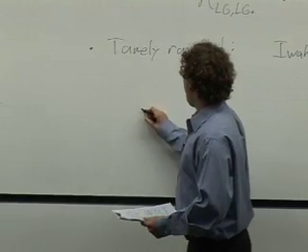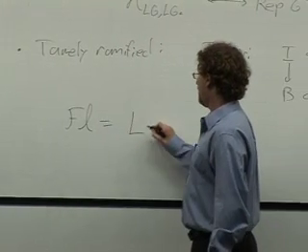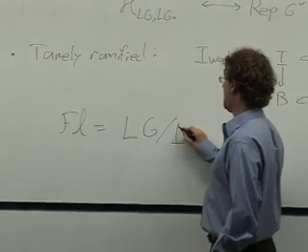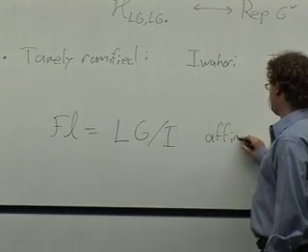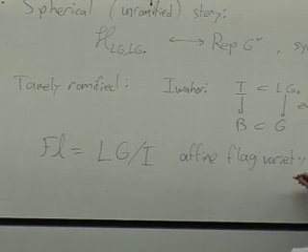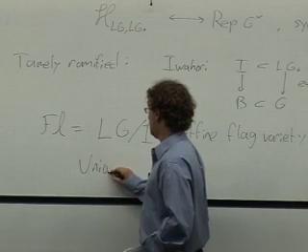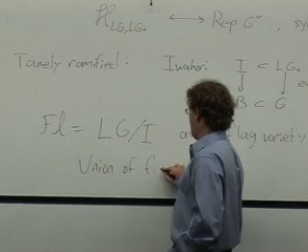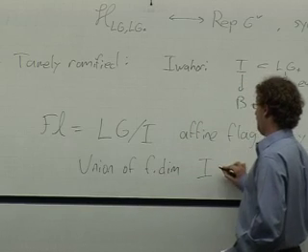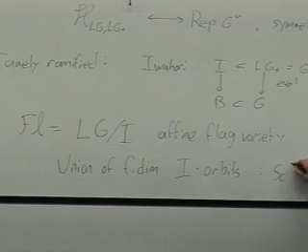So what can we do with this? We introduce the affine flag variety. This is the analog of the affine Grassmannian for the Iwahori. So we look at LG mod I. This is the affine flag variety. And this has a geometry that's very, very similar to that of the affine Grassmannian. It's a union of finite dimensional orbits for the Iwahori group, which are the affine versions of Schubert cells.